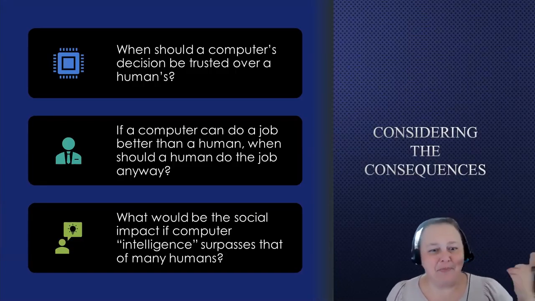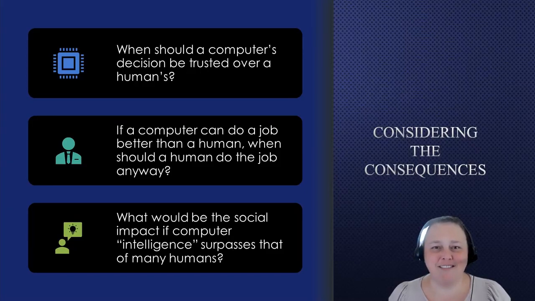I mean, I'm okay with that. And finally, what would the social impact be if computer intelligence surpasses that of many humans? I'd love to hear the answers to these questions, and what other questions do you have when it comes to the consequences of artificial intelligence?